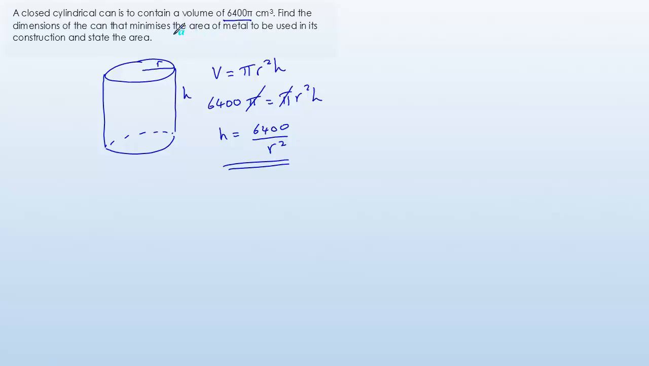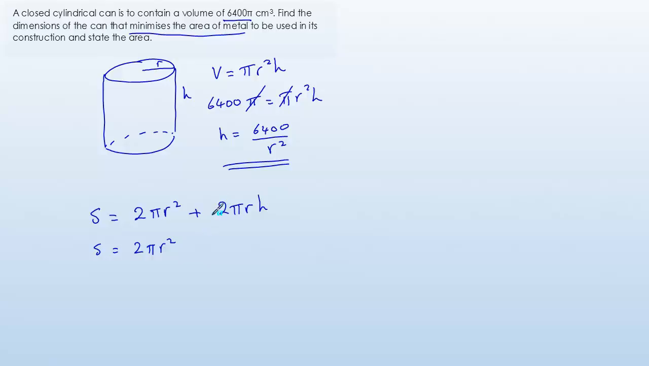Now we're interested in minimizing the area, so that's going to be the surface area. The cylindrical can is made up of two circles, each of which has an area of pi r squared, and then the curved surface, which for a cylinder is 2 pi r h.